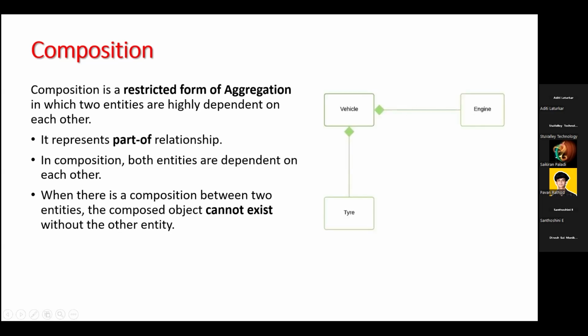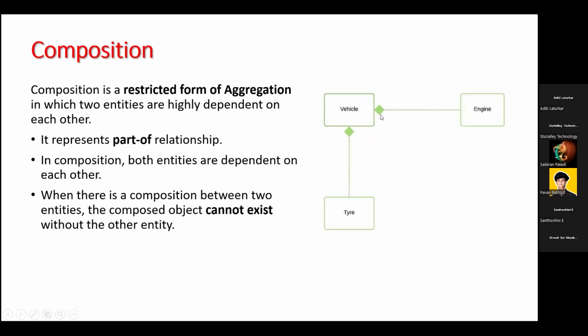Like vehicle has an engine and vehicle has a tire. Without tire, without engine, the vehicle will not work, right? That is why vehicle is totally dependent on the tire class and on the engine class. That is why this is composition and a part-of relationship, because tire is a part of vehicle and engine is a part of vehicle. So this is composition, where two entities are totally dependent on each other. They cannot exist individually. Without vehicle, what is the purpose of tire or engine? Nothing, right? So they have to work together. This is a part-of relationship.